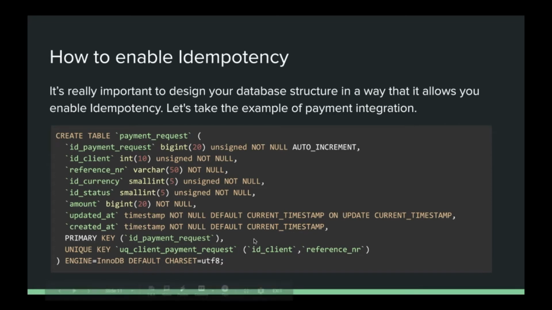Why? Because whichever was able to put its transaction in the database, as soon as it puts the ID client and reference number, it will be created in the database, like transaction 1 or 2. Transaction 1 was able to create this and insert it in the database. The whole transaction was successful. Transaction 2 passes all the checks as well because they came at the same time. But as soon as it tries to insert into payment request and put ID client and reference number, it will raise an integrity error that is handled by the database itself. You don't need to do it. The database will do it.